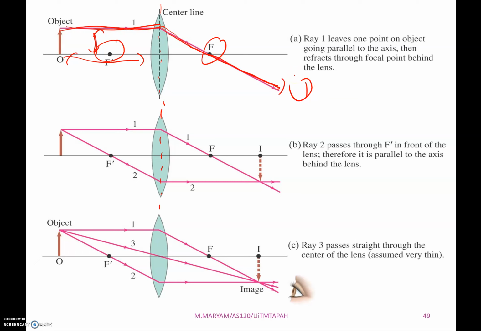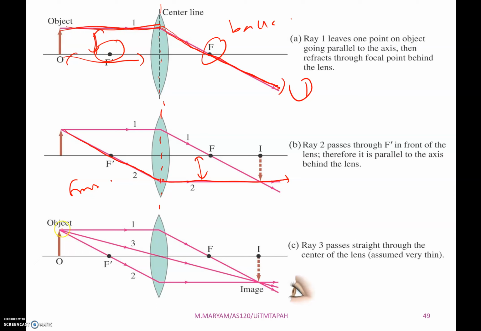The second step, again, go through the focal length at the front of the lens. So just now we went at the back. Now we go from the front. Stop at the center here. Again, draw a parallel line towards the axis or a straight line.